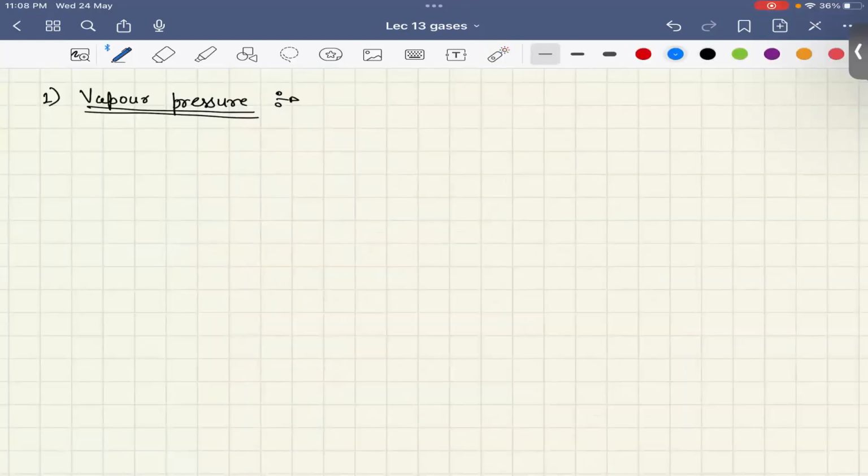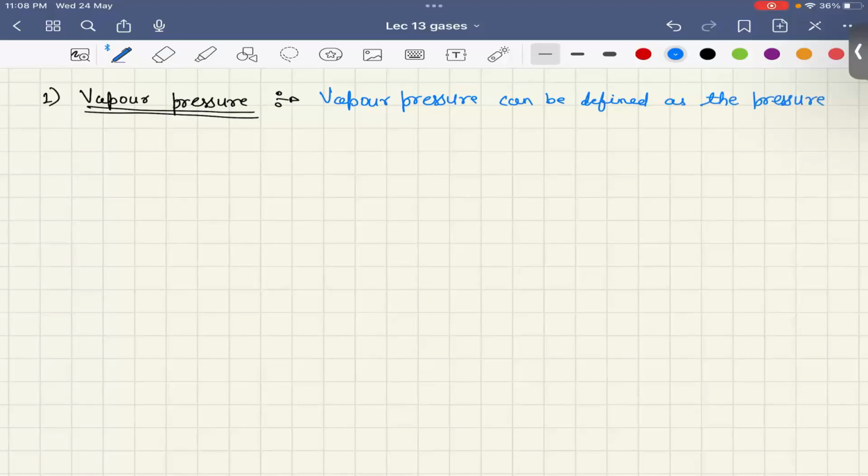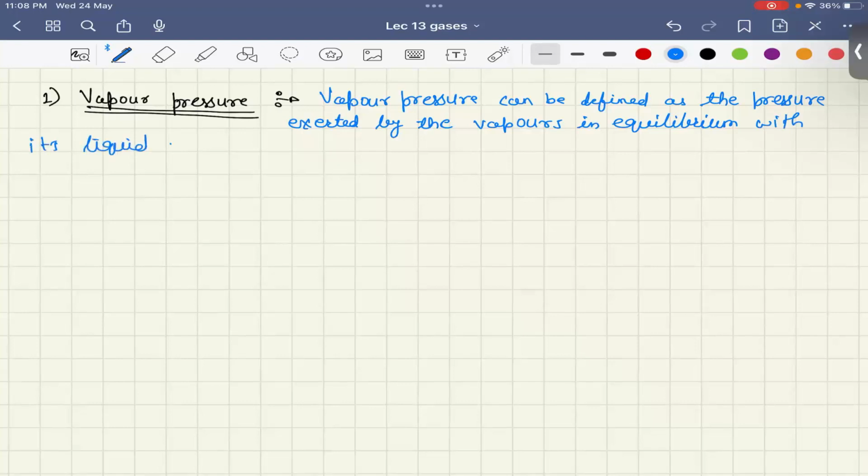Vapor pressure can be defined as the pressure exerted by the vapors in equilibrium with its liquid at a given temperature. This is called saturated vapor pressure.